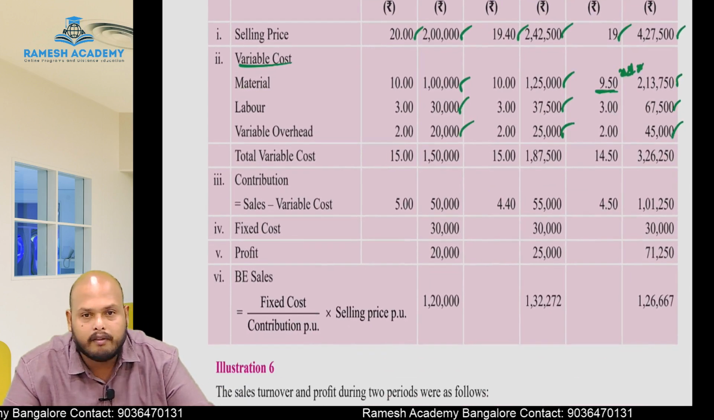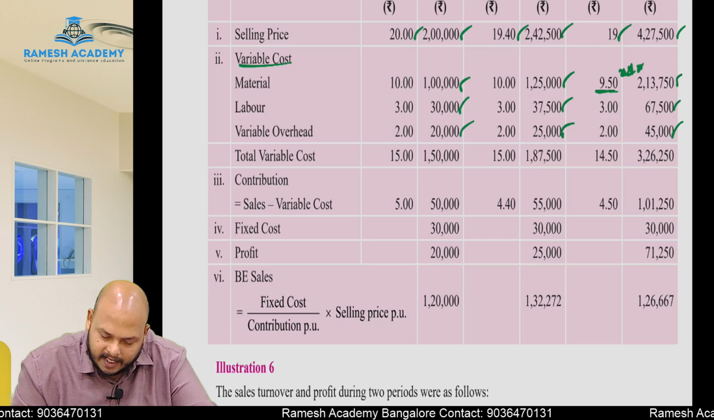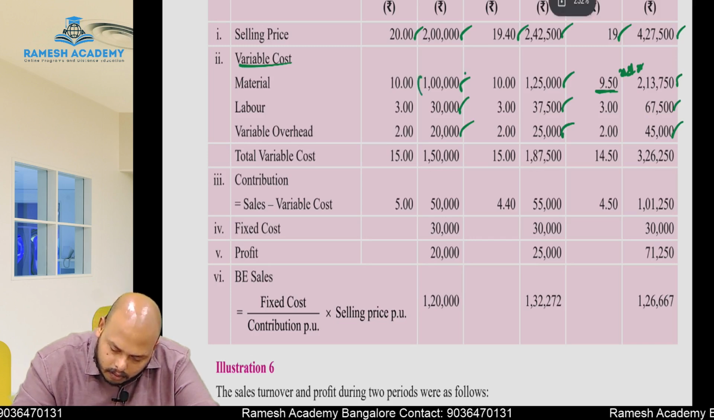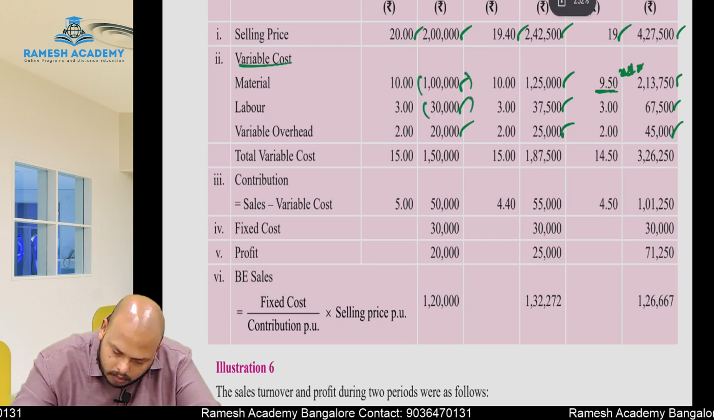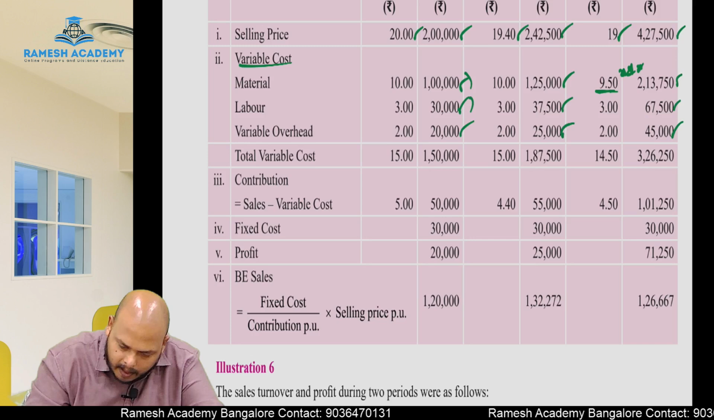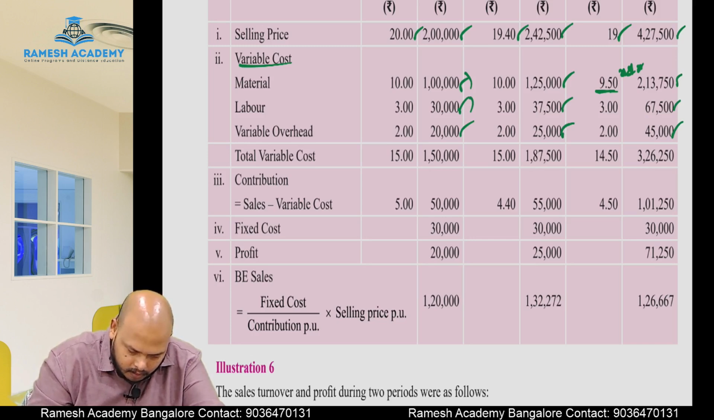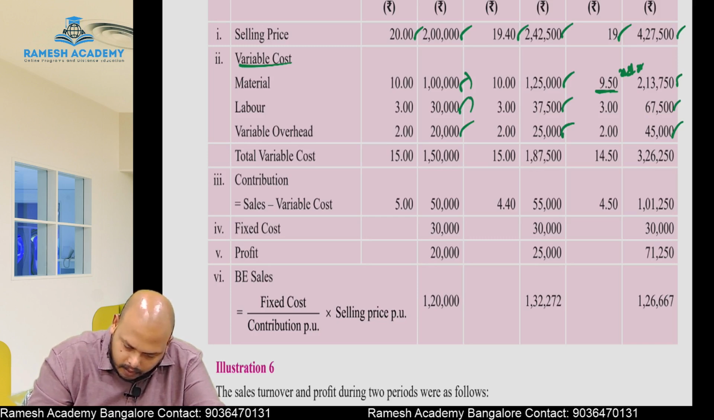Sales minus variable cost. So what will be the resultant figure? Contribution. Okay, na? Sales is 2 lakhs. 2 lakhs minus 1 lakh minus 30,000.